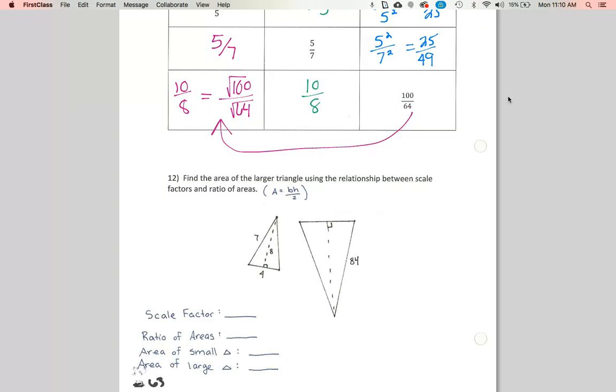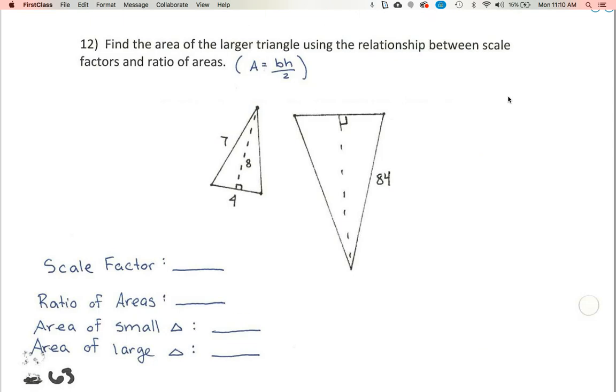All right, last one. Find the area of the larger triangle.